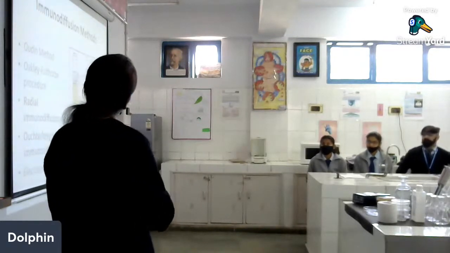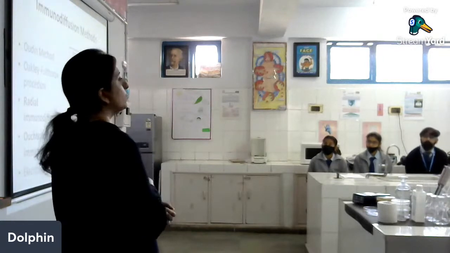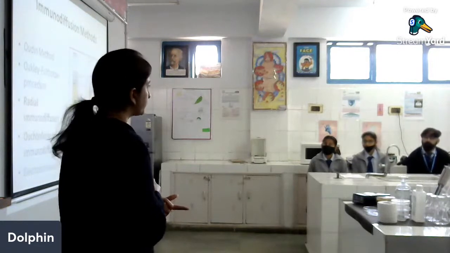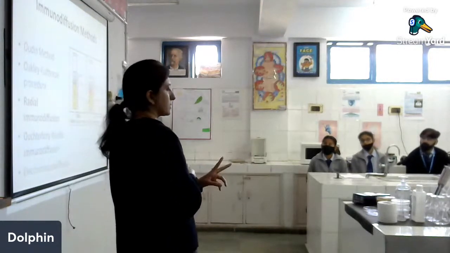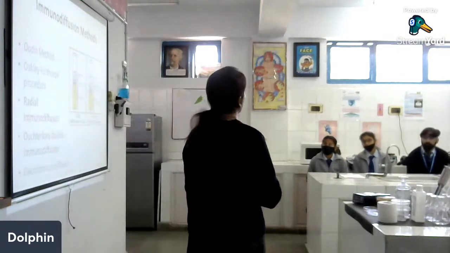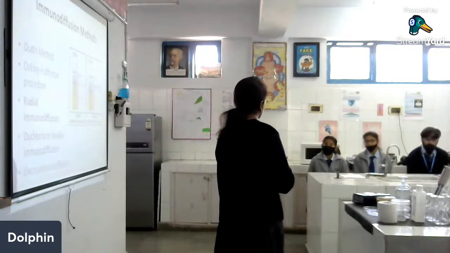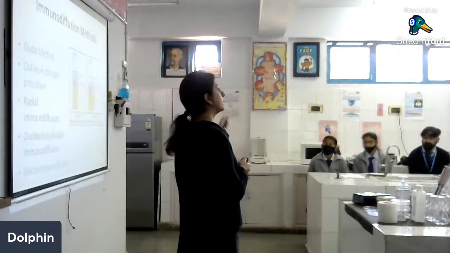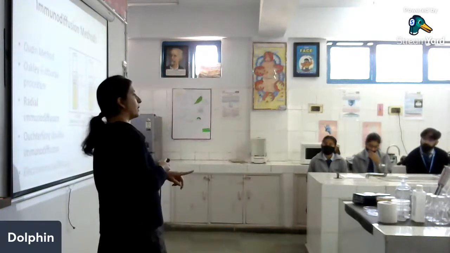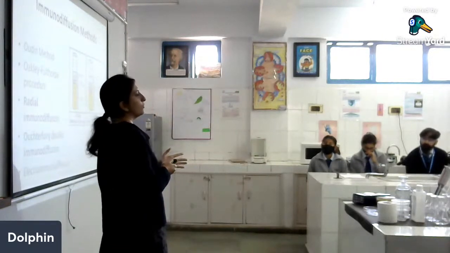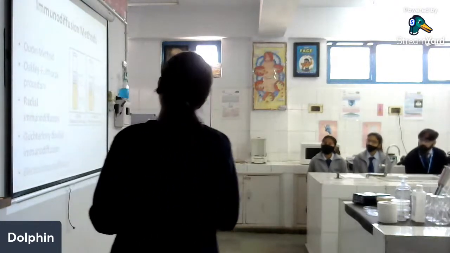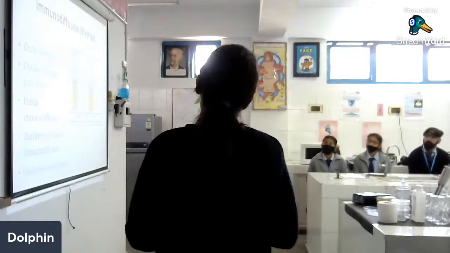The second criterion of these methods is whether they are moving in one direction or they are moving in two directions. So there are two criteria. Single immunodiffusion in one dimension. Single immunodiffusion in two dimensions. Double immunodiffusion in one dimension, double immunodiffusion in two dimensions. So I have listed all these four here. The first one is Oudin method.